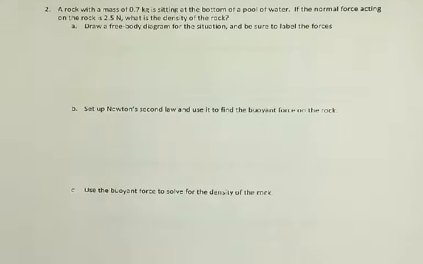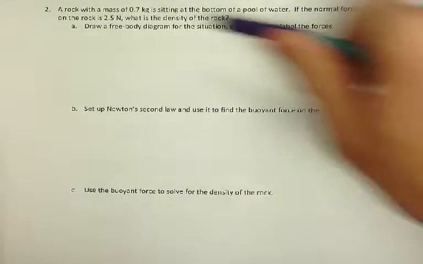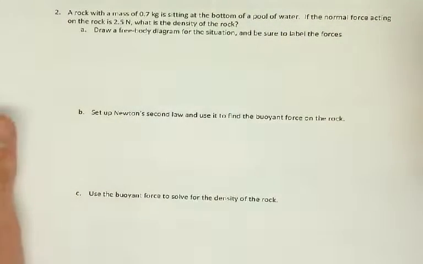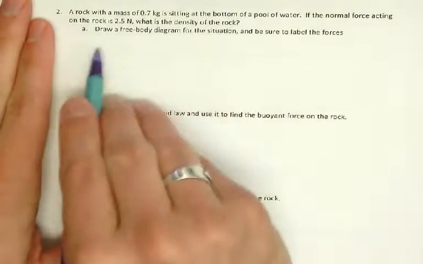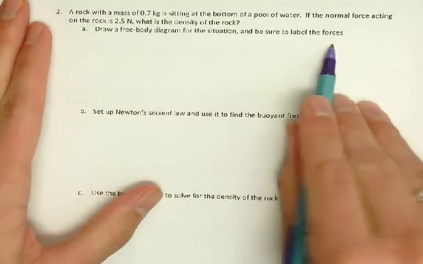All right. A rock with a mass of 0.7 kilograms, we're doing number 2, is sitting at the bottom of a pool of water. If the normal force acting on the rock is 2.5 newtons, what is the density of the rock? Okay, so first things first, draw a diagram of the situation and label the forces.